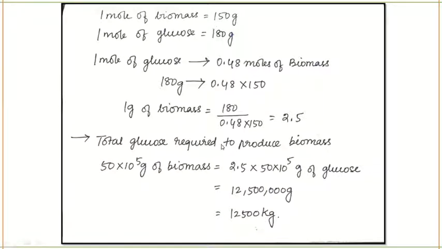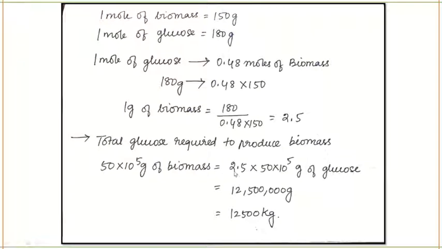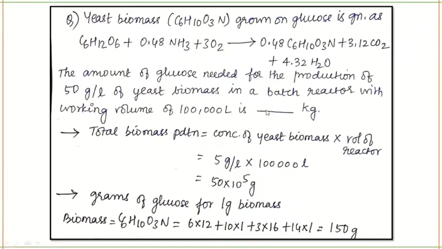So totally how much biomass do we have? Totally we have 50 into 10 power 5 grams of biomass. So simply multiply 2.5 with total biomass, and you will get 12,500 kg of glucose. So the answer is 12,500 kg of glucose is required.